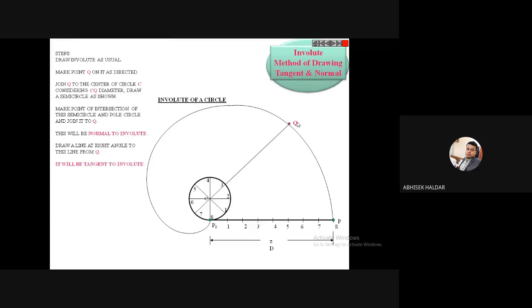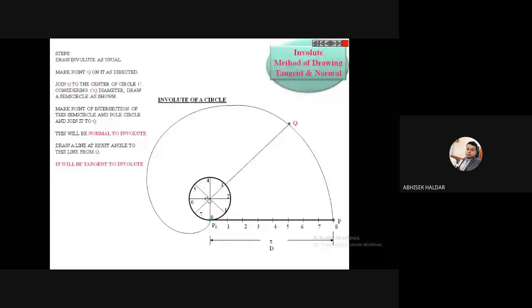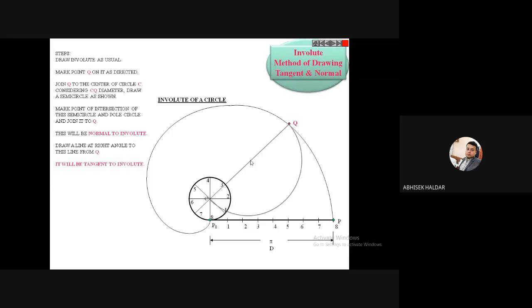Take this length C to Q as the diameter of a semicircle. So what will be the radius? Find out the midpoint of CQ, that means just bisect this CQ length. Then from this midpoint of CQ, complete this half circle.